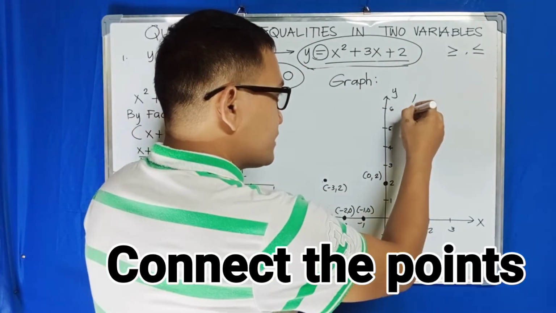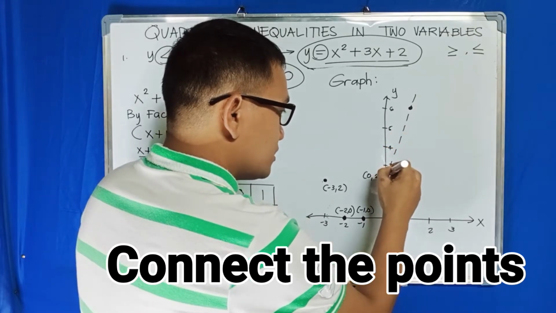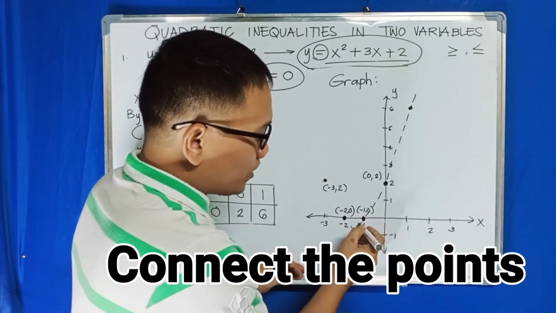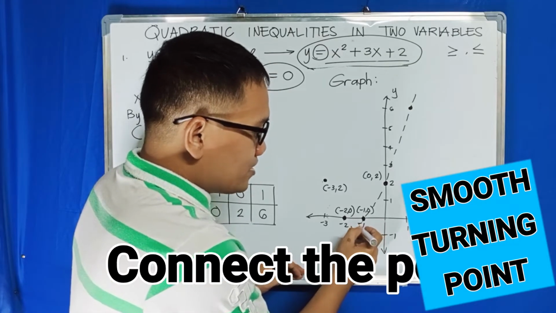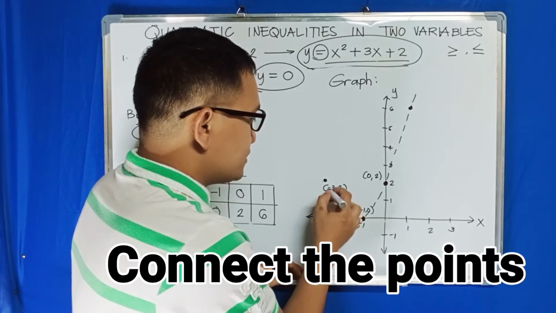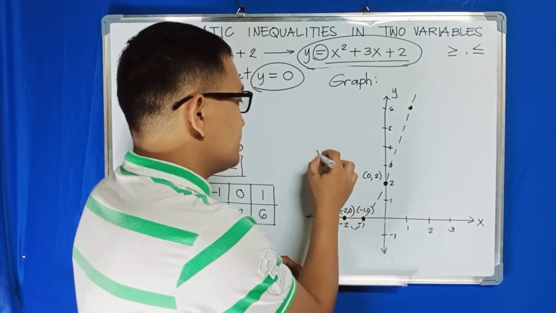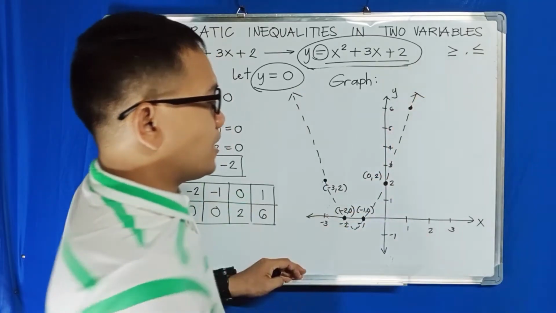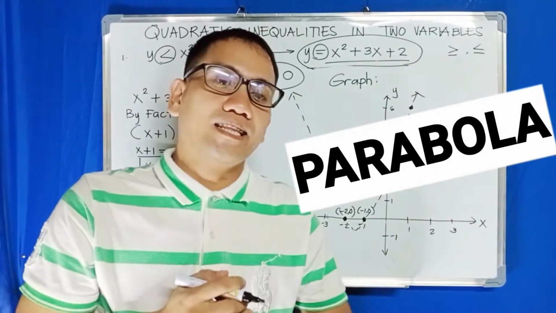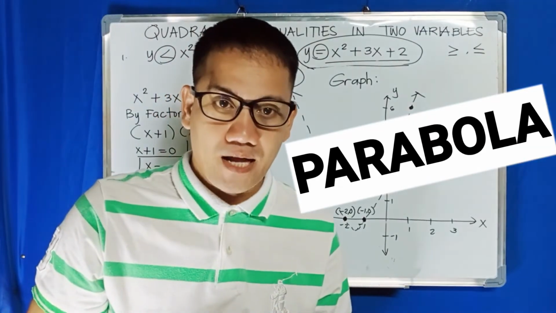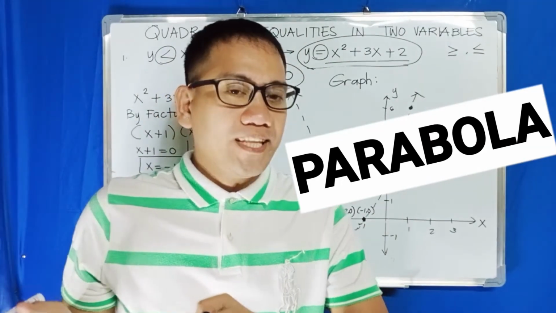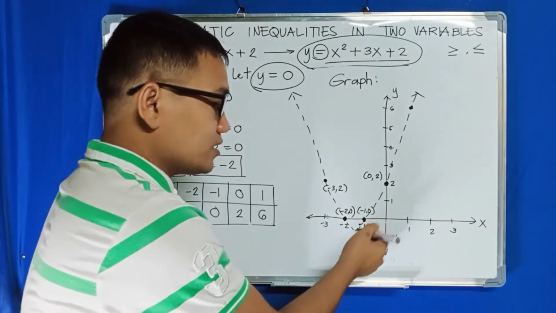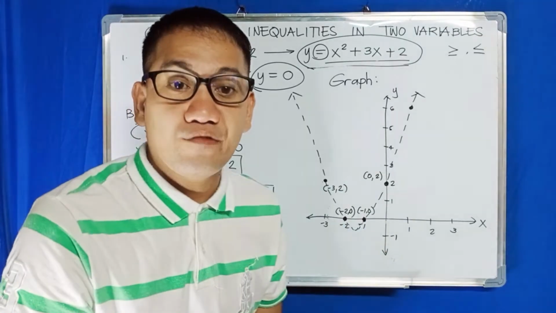So, connecting points of our quadratic inequality is through the use of our broken line. So, we will try to have a turning point here. Alright. And let's try to extend this one, and we are creating a graph. By the way, the graph of our quadratic inequality is known as a parabola. The graph of our quadratic function is also known as a parabola. And the turning point of our parabola is known as the vertex.